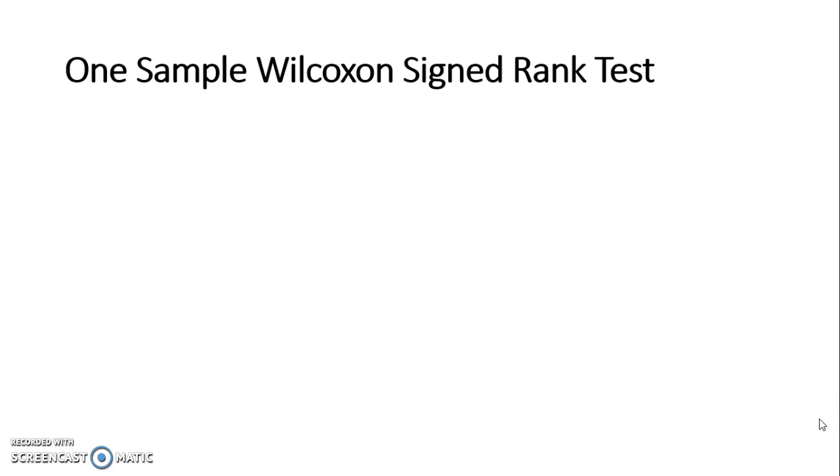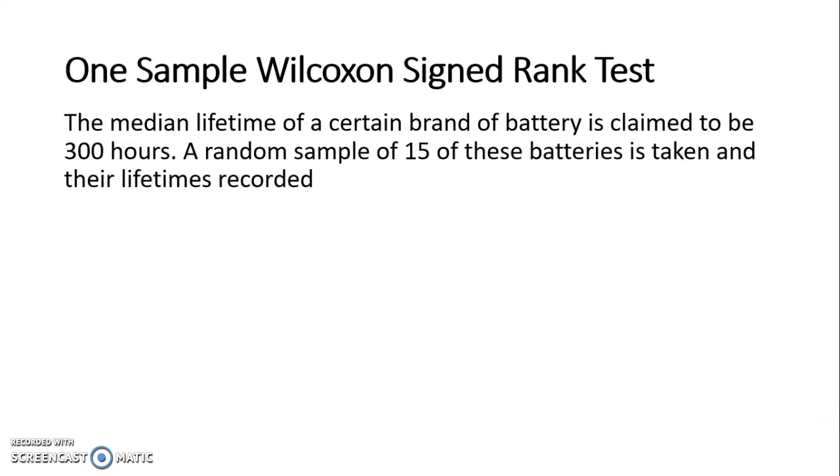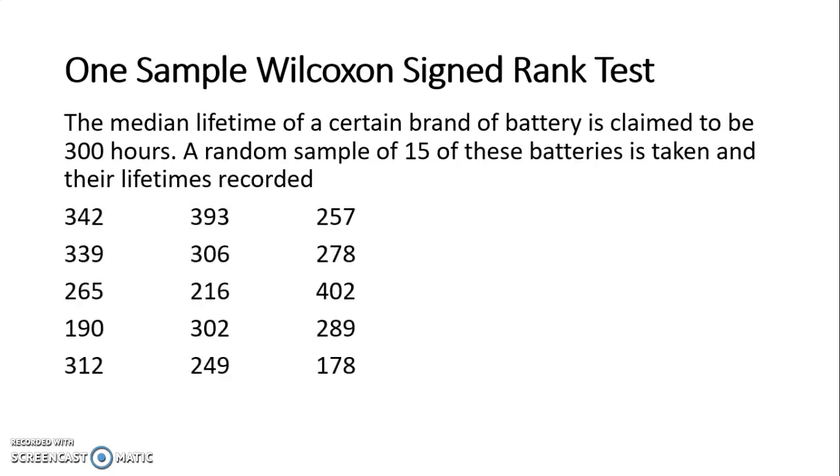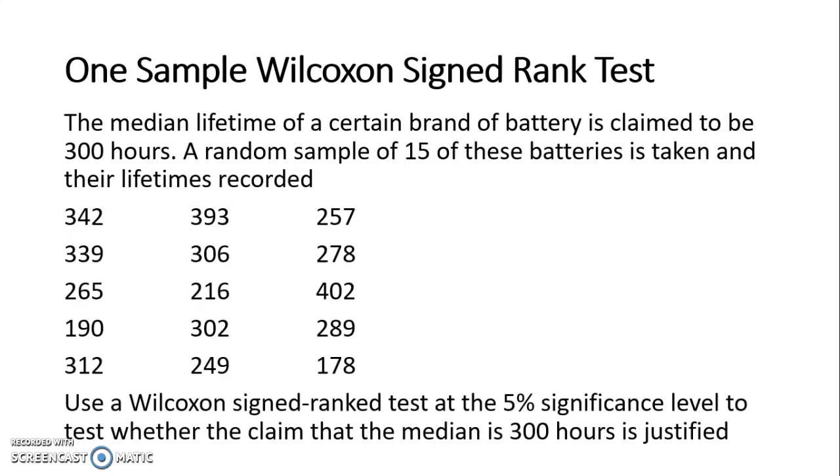This is an example for the one sample Wilcoxon signed rank test. The median lifetime of a certain brand of batteries is claimed to be 300 hours. A random sample of 15 of these batteries is taken and their lifetimes recorded. There's your data. You're asked to use a Wilcoxon signed rank test at the 5% significance level to test whether the claim that the median is 300 hours is justified.